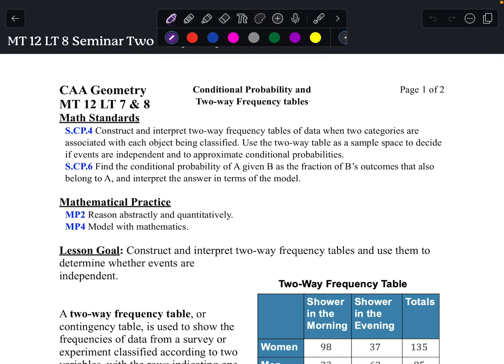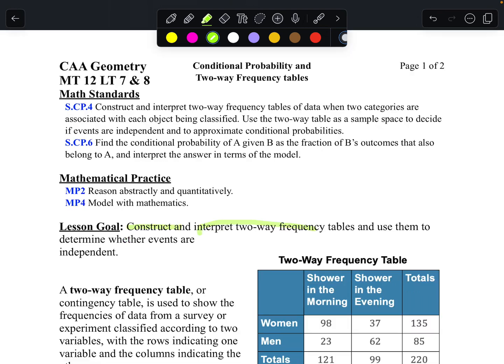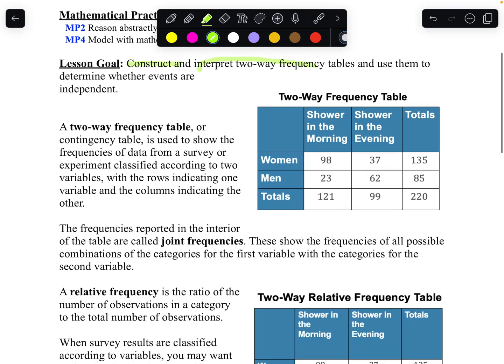In our last seminar in geometry, we're going to be looking at two-way frequency tables. What we're going to do is construct them, interpret them, and determine if our variables are independent. A two-way frequency table is exactly what we've been doing all along with algebra and everything. We make rows and columns and we fill them in.